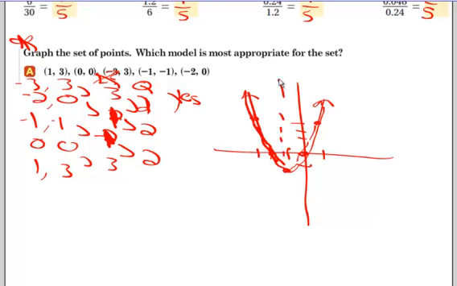Remember axis of symmetry right down the middle. That's one thing we missed on the quiz. I'll get those back to you. Okay, they are in IC if you're concerned.